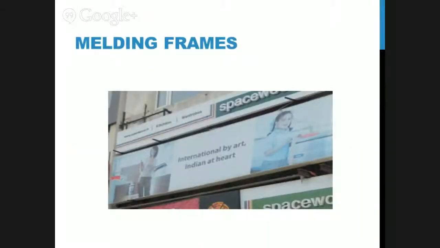And then finally, this was one that I wasn't really expecting to find, but you do find this idea of melding frames where you have both global cosmopolitanism and EndoChic nostalgia, so international by art, Indian at heart. So you see these things coming together.